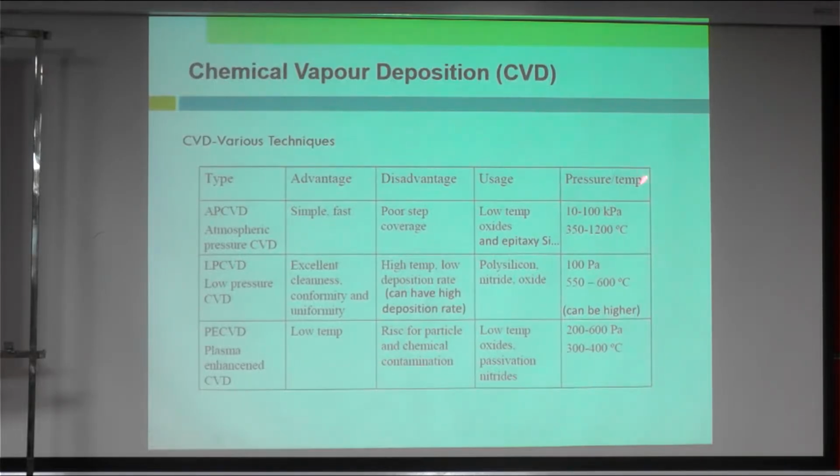As for pressure and temperature here: APCVD is at atmospheric pressure with a temperature of 350 to 1,200 degrees Celsius, then LPCVD is at low pressure, 100 Pascal, and a temperature of 550 to 600 degrees Celsius. And for PECVD plasma, 200 to 600 Pascal, and a temperature of 300 to 400 degrees Celsius.